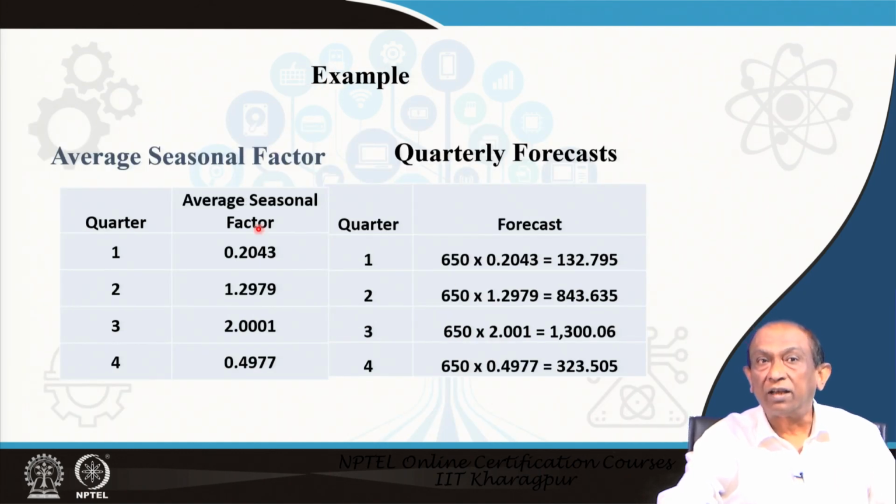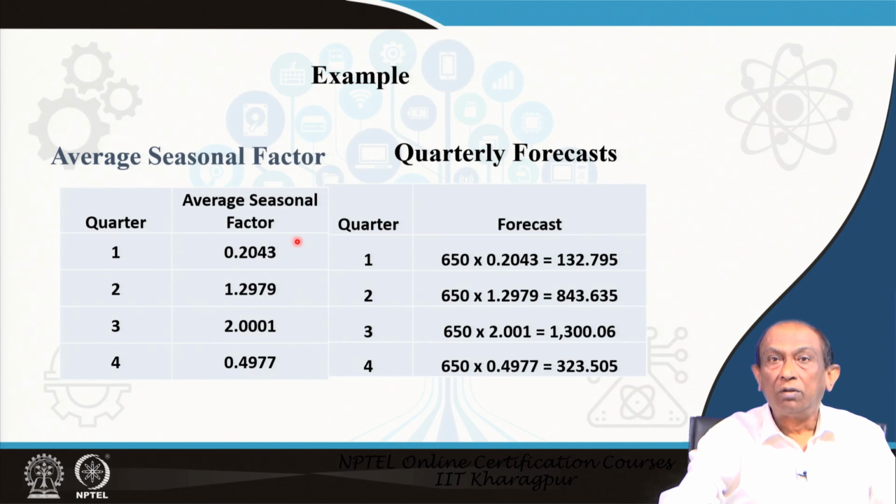So, the average seasonal factors for all the quarters are computed. For quarter 1 it is 0.2043, for quarter 2 it is 1.2979, for quarter 3 it is 2.301, and for the fourth quarter it is this. So, you see from the seasonal factors that there is a peak demand in quarter 3, and for quarter 1 there is a trough.